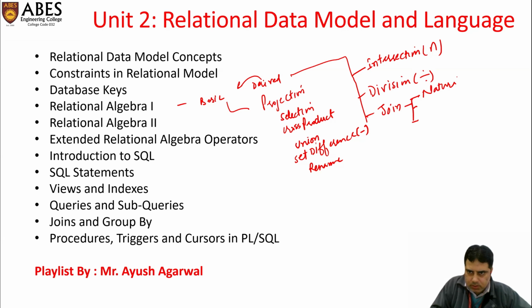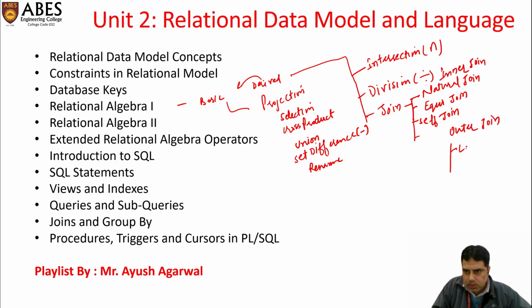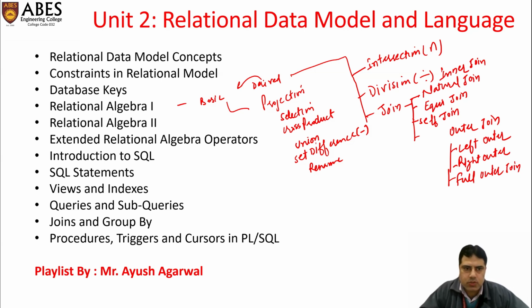Then further, we will understand the concept of natural join, equijoin, self join, and these are inner join and outer join. Here is left outer join and right outer join and full outer join, in relational algebra as well as in SQL. Now extended relational algebra operators.